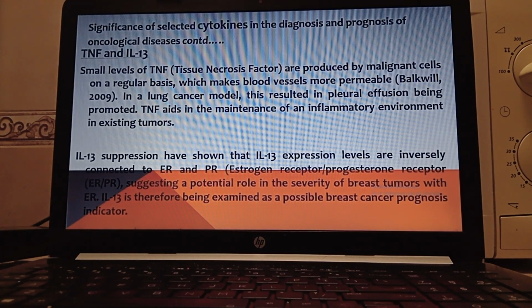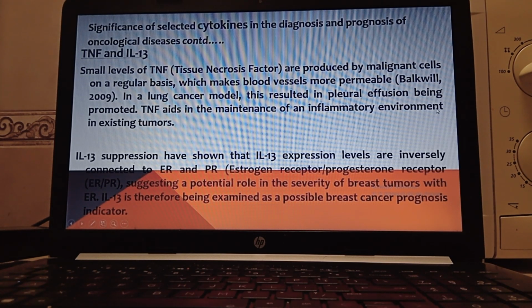Tumor necrosis factor and interleukin 10. Small levels of tumor necrosis factor are produced by malignant cells on a regular basis, which makes blood vessels more permeable. In a lung cancer model, this resulted in pleural effusion being promoted. TNF aids in the maintenance of an inflammatory environment in existing tumors.